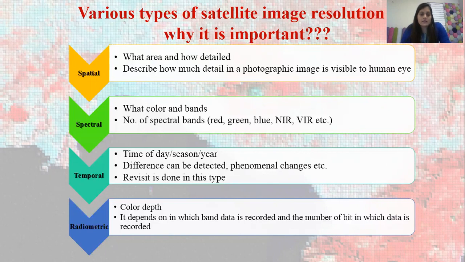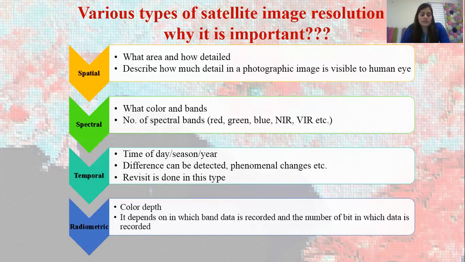Right? So here, spectral means various numbers of spectrum. Spectrum, you understand the spectrum? There are various colors. So similarly here, spectral means various bands: green, blue, NIR, VIR, etc. Near infrared, far infrared, very far infrared. That is known as VI, NIR, SWIR. They are all related to spectral. It means data is captured in different bands, and different bands give us different information.